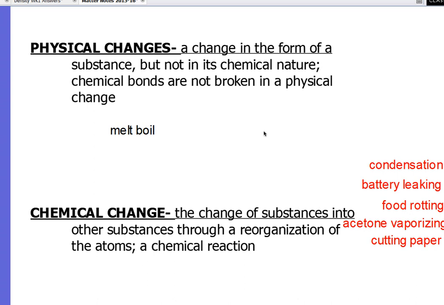All right, so I threw down 5 things over here. I typed them up, and we're just going to try to figure out which side they would go on. Let's start with condensation. So condensation, is that a chemical or is it physical?